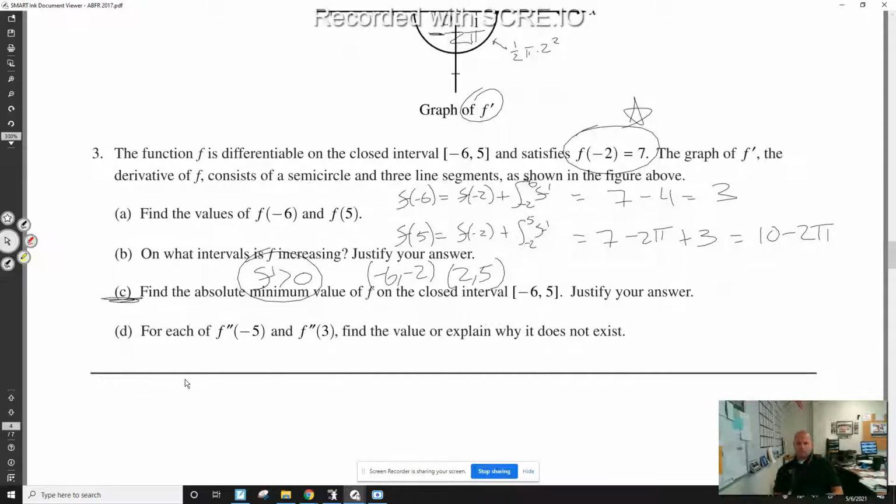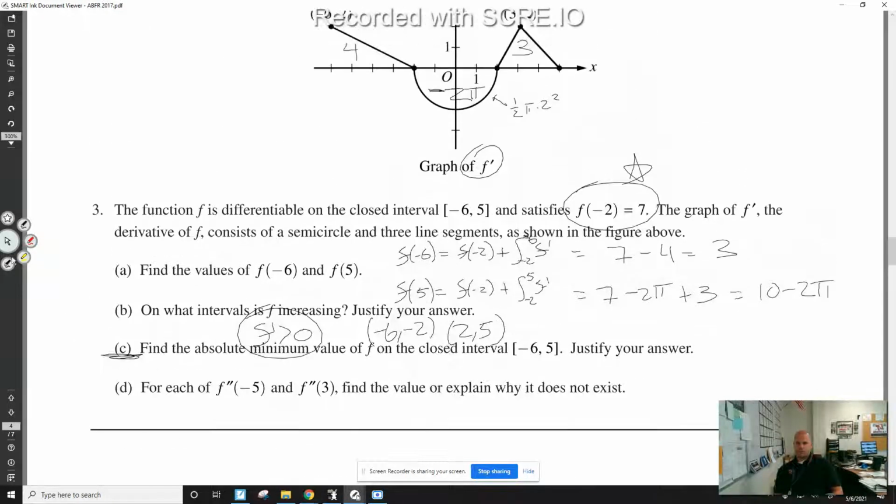Absolute min. Justify your answer. An absolute min occurs at a relative min when f prime changes sign from negative to positive, which it does right here at 2, or at an endpoint, 5 or negative 6. I have candidates. My only candidates really are negative 6 and 2.